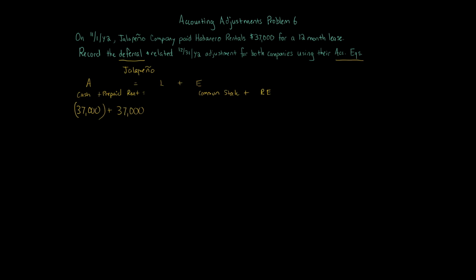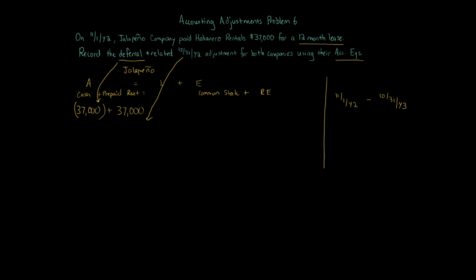Now, we're told to record the deferral. So that's the deferral entry. The use is the second entry. So the idea here, we'll put this on the side. Jalapeno is purchasing on November 1st, Year 2, a 12-month lease, prepaying a 12-month lease. So that's going to go through 11/1 Year 2 through 10/31 Year 3. We're just asked about Year 2 in this question.